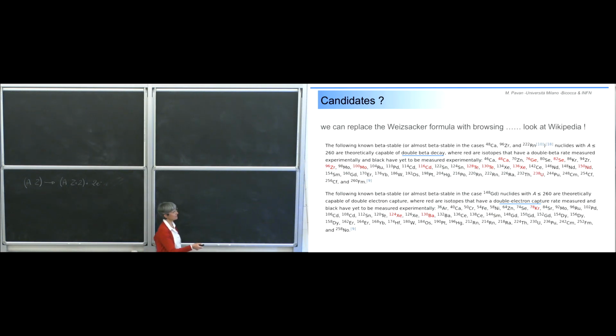In this list, these are isotopes that undergo double beta minus decay and double electron capture. And the red isotopes are, I think, those for which the two neutrino double beta decay has been observed. So the Standard Model allowed channel has been observed. So you see the problem. The list is quite long. I need some criteria to choose my candidate.